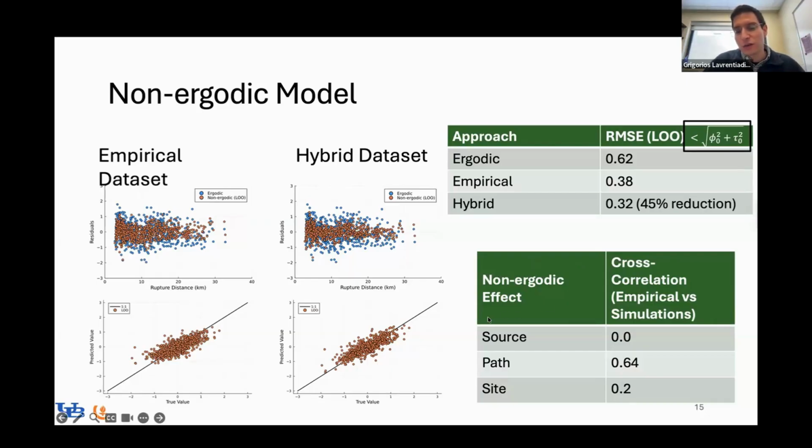There was zero correlation between the non-ergodic effects in the empirical and the simulated results in the source, because all the source effects in the simulations were modeled as point sources. And in the site, we also observed a reduced correlation, and that was because the simulations were tapered to a 500 meters per second shear wave velocity.